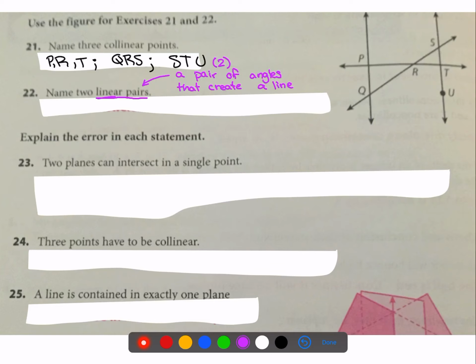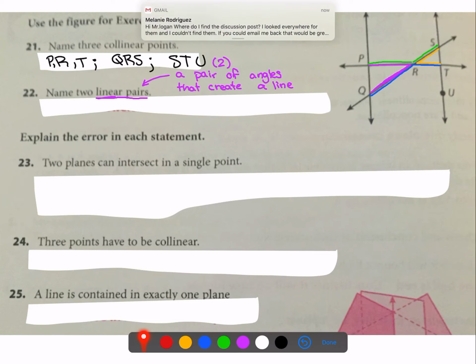Now looking at this, if I look at angle PRQ, is there another angle that I combine with angle PRQ in order to create a straight line? Well, yes. Yes, there is. There's angle QRT. There's also angle PRS. So the purple angle and the green angle are a linear pair. The purple angle and the blue angle are also a linear pair. Now I can also see angle SRT. So I can say, oh, this blue angle and this yellow angle are a linear pair as well. So there's lots of different combinations.